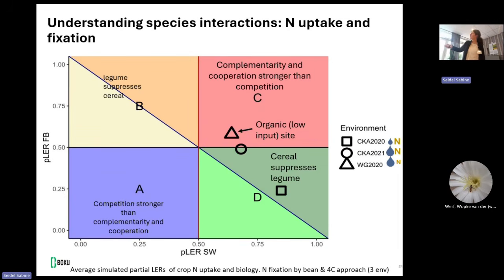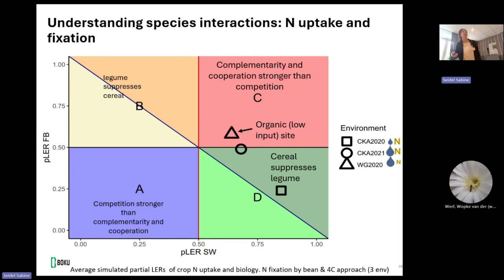Here in this site, which is a conventional site with quite some nitrogen, we are in the cereal suppresses legume area. Here we are between the 2 of them, and here in the organic managed site, where the N level is of course lower, the complementarity and the cooperation are stronger than the competition. So also, of course, the N level at the beginning plays a major role.